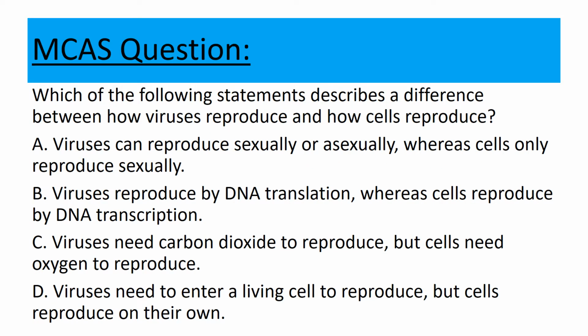Which of the following statements describes a difference between how viruses reproduce and how cells reproduce? A, viruses can reproduce sexually or asexually, whereas cells only reproduce sexually. B, viruses reproduce by DNA translation, whereas cells reproduce by DNA transcription. C, viruses need carbon dioxide to reproduce, but cells need oxygen to reproduce. These are all terrible answers, so it must be D. D, viruses need to enter a living cell to reproduce, but cells reproduce on their own. And it's that. Remember we said viruses can't reproduce on their own. They take over host cells to reproduce.